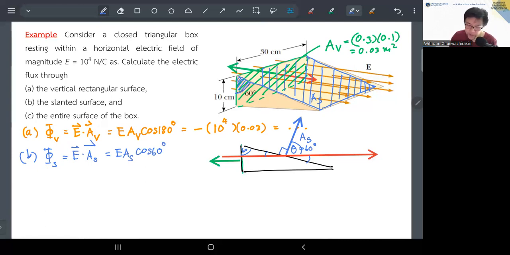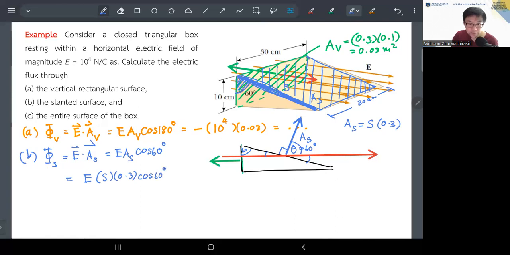Well, it's just the width times the length. The width is already known to be 30 centimeters. That's no big deal. But the length that you want is going to be this side right here, this hypotenuse over here. So let me call this S for now. So A sub S is just going to be S times 0.3, right? That's the surface area of the slanted surface. So I plug it in. I get S times 0.3 times cosine 60.